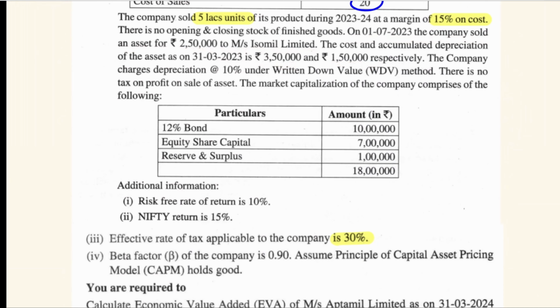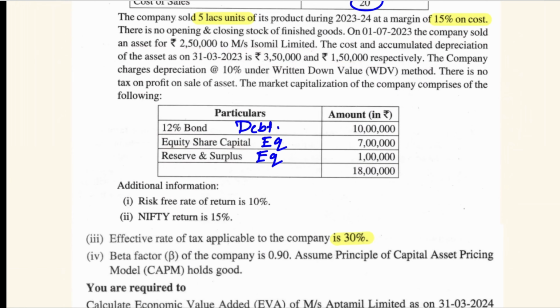The market capitalization of the company comprises of the following: 12% bond, equity share capital, reserves and surplus. Values are given here. So typically you should be capable of identifying whether this is debt or equity. Anything that is like loan, that is debt. So bond, debenture, all of these are debt. So 12% bond is debt. Then equity share capital is equity. Reserves and surplus belongs to equity shareholders. So it is part of equity.